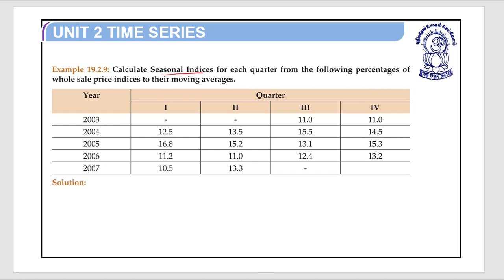Next example: calculate the seasonal indices for each quarter from the following percentages of wholesale price indices to their moving averages. Years 2003 to 2007, quarters first, second, third and fourth. First: 12.5, 16.8, 11.2 and 10.5. Second: 13.5, 15.2, 11, 13.3. Third: 11, 15.5, 13.1, 12.4. Fourth: 11, 14.5, 15.3 and 13.2.